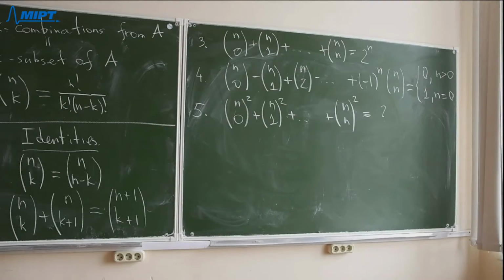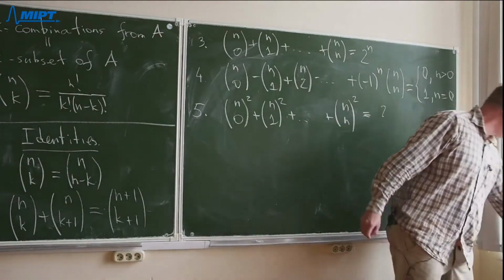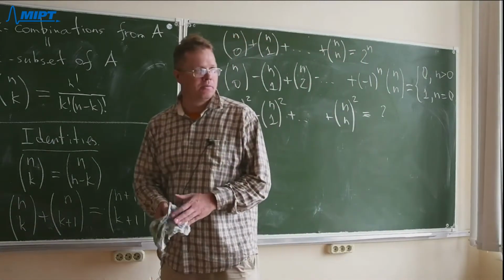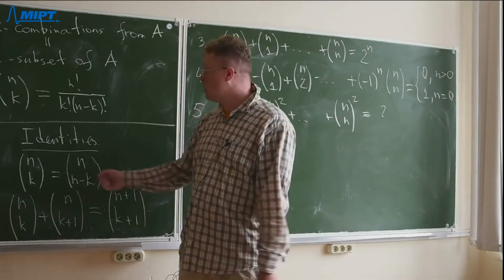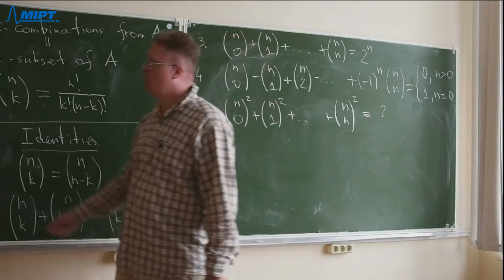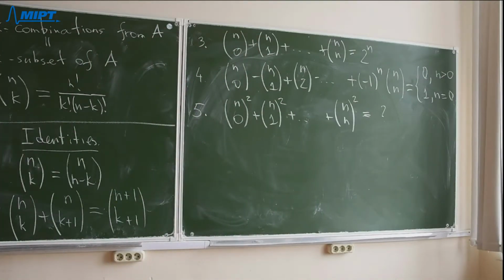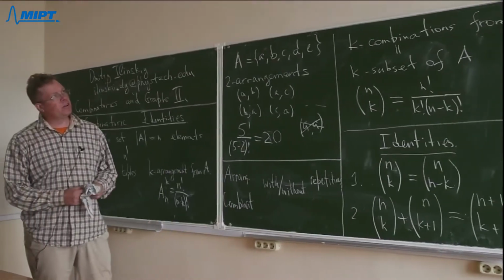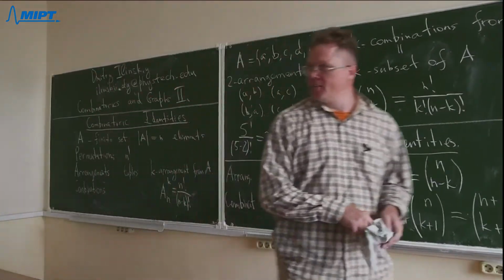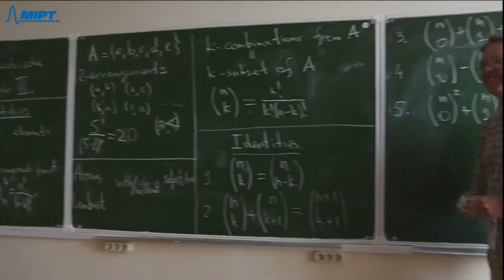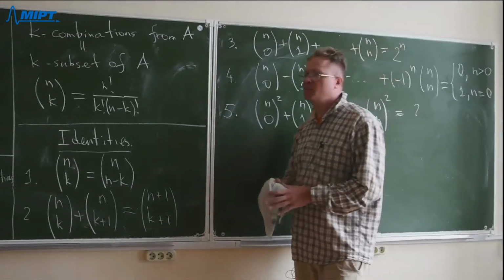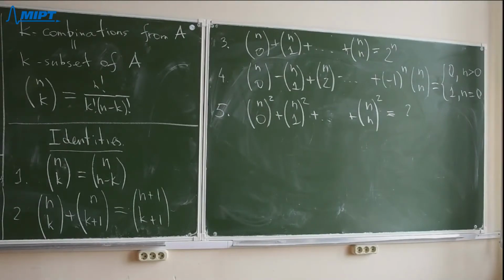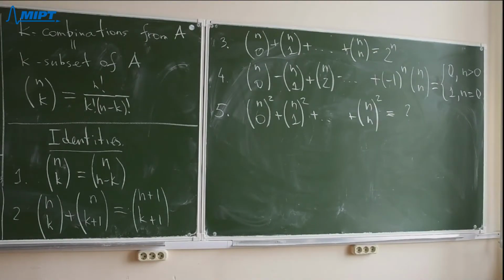So, did we prove any of these identities in the first part of the course? No. Did we prove these identities? Yes, all of them. Okay. And how do we prove the third, for example? The Pascal triangle? No, not the triangle, the third identity.